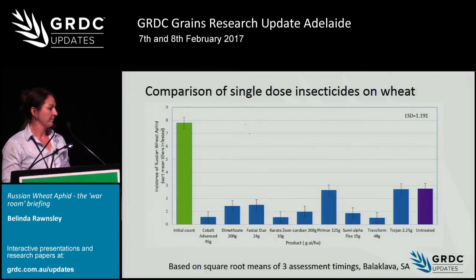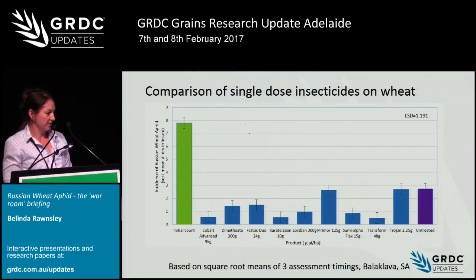For the first trial at Balaclava, we tested 9 products, and the trial was sprayed at growth stage 61 at 21 degrees. So you'd think that the conditions were favourable for efficacy of Perimecarb. The results here are given as a square root mean of the aphid number of the 3 timings, the 7, the 14 and the 21 days. And you can see here that Perimecarb wasn't able to work as effectively as Lawsban.